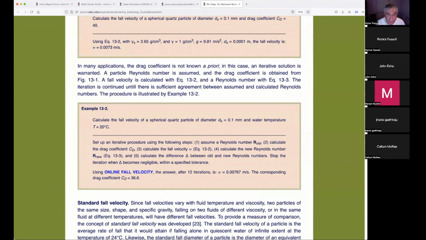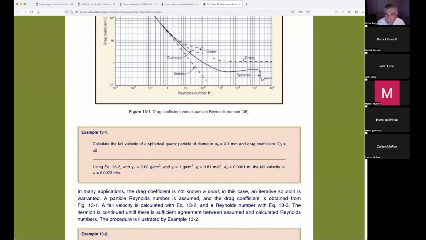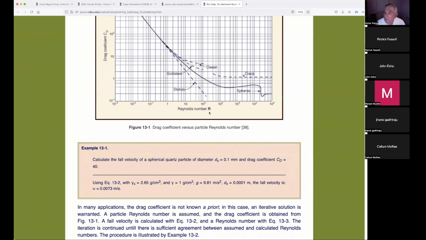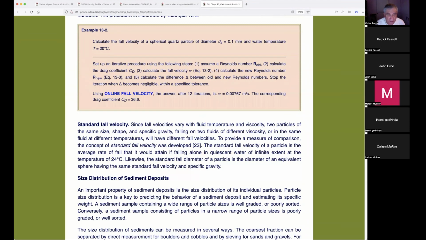Okay, so we have a particle Reynolds number. The drag coefficient is obtained from figure 13.1 from here. Given a particle, assume a particle Reynolds number, we get the drag coefficient from the solid line. We have the computer do it. Well, it can be done also by hand.